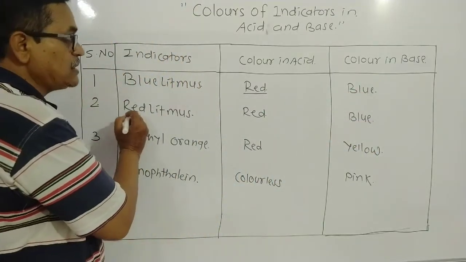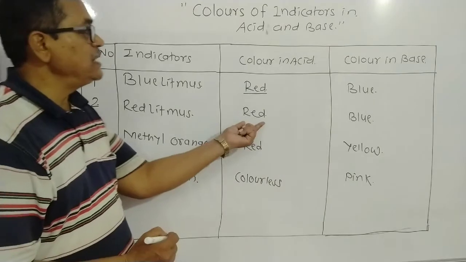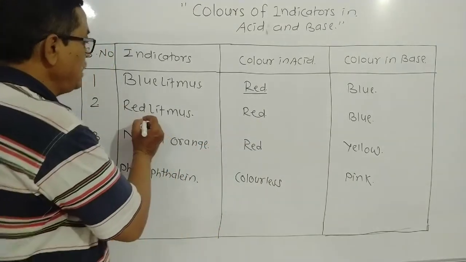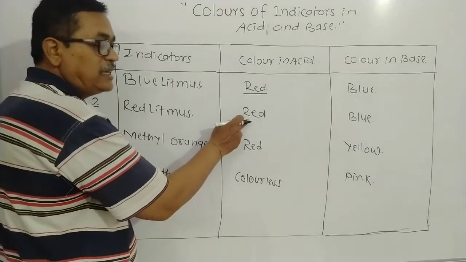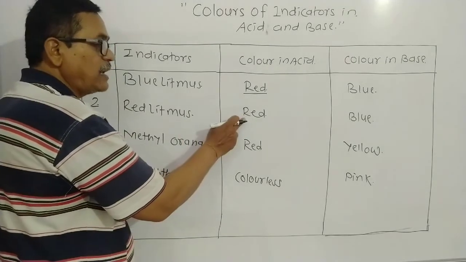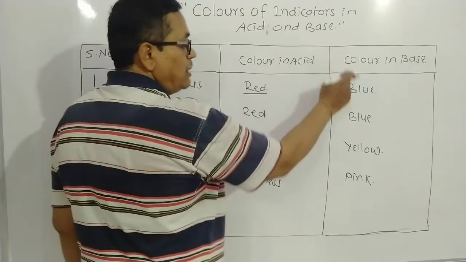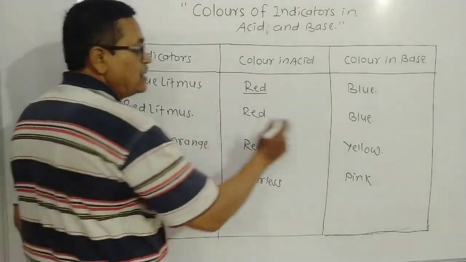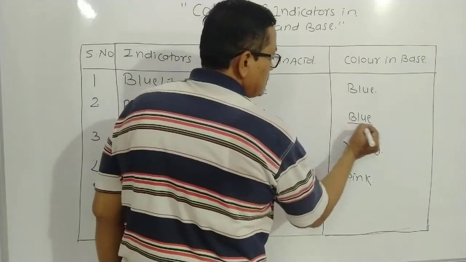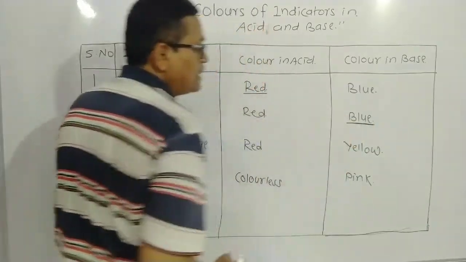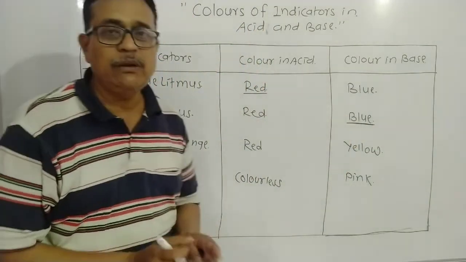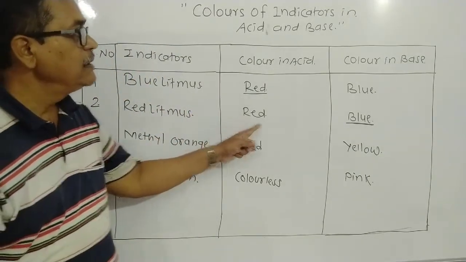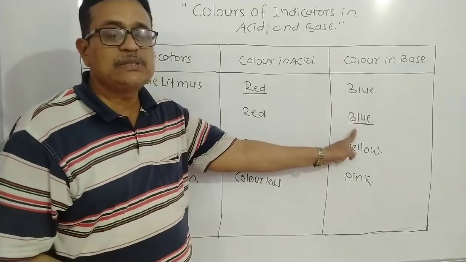Secondly, red litmus. Here, there is no change of red color in acid. Red litmus remains as it is in acid, no change in color, but in base, red litmus turns to blue. Red litmus turns to blue in base. Means in this way, red litmus color in acid is red, but in base the color changes, red turns to blue.